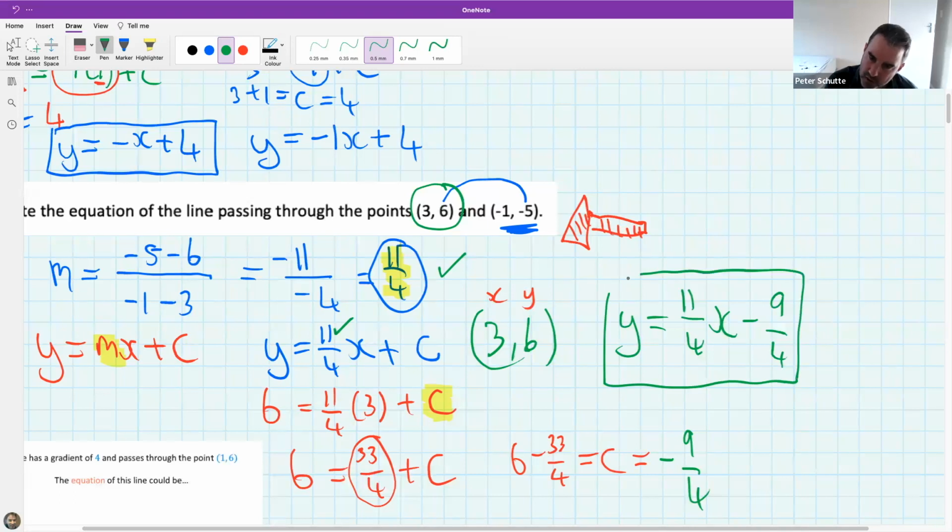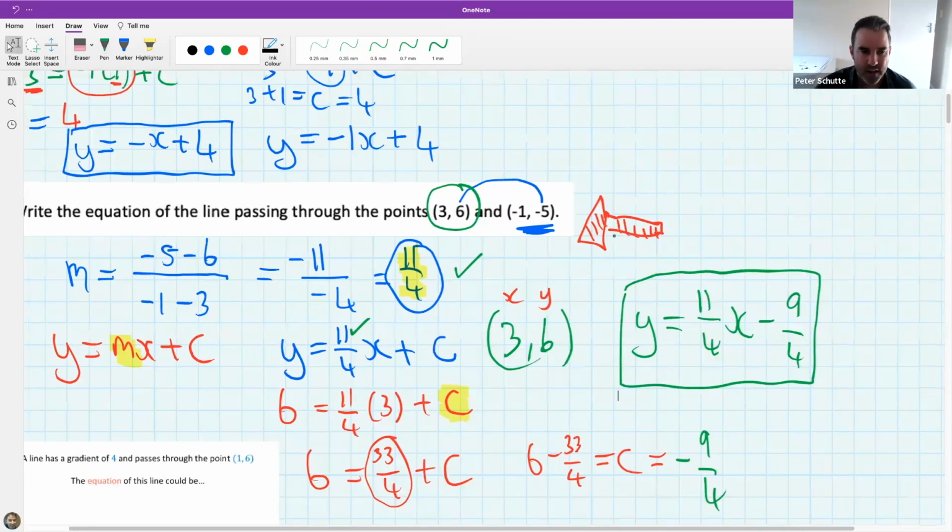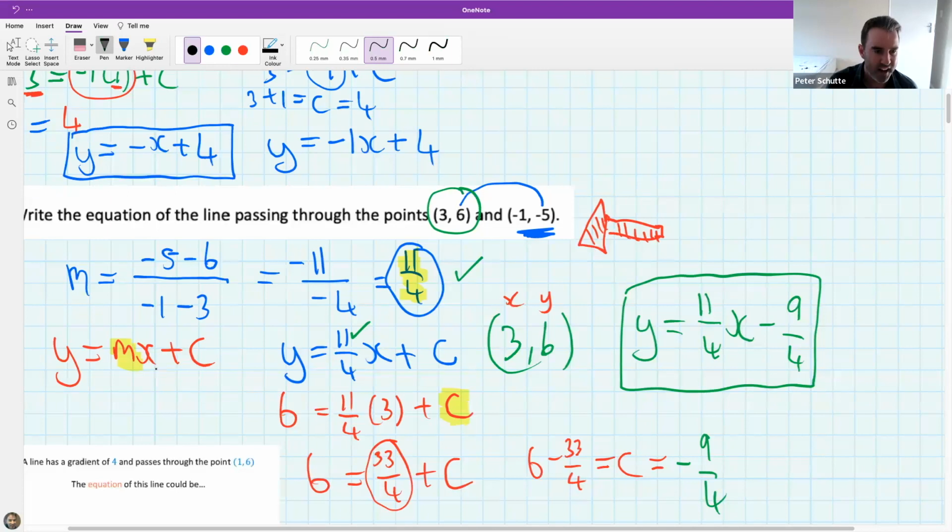And let's just do a quick recap of the steps. Step 1 was find the gradient. So that was this one here. Step 2, sub it in so that you have the standard form. Step 3, choose a point. I could have chosen either of these 2 points. Then step 4 is find what C is. And then I suppose you could say step 5 is write out the full equation.